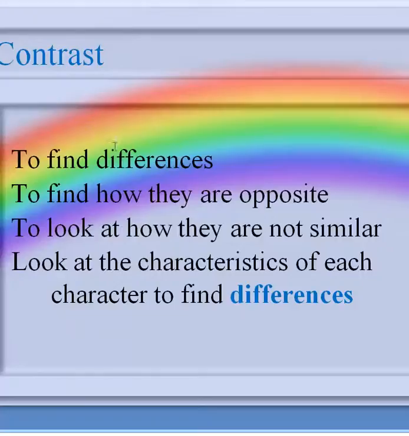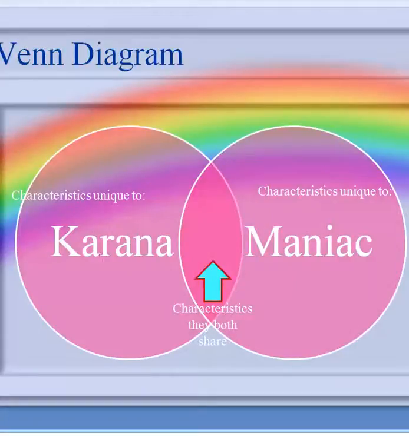To contrast is to find differences, to find how they might be the opposite, to look at how they are not similar. You look at the characteristics of each character to find differences. Contrast means differences. So in our Venn diagram that we'll be making, we will have characteristics unique to Karana, characteristics unique to Maniac, and characteristics that they both share will be where they overlap, the things that are similar.